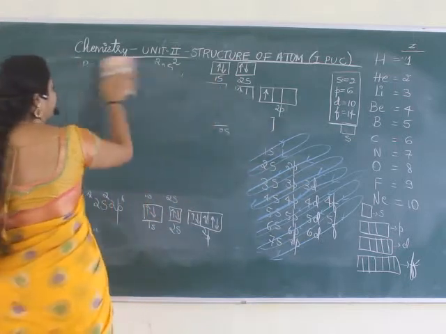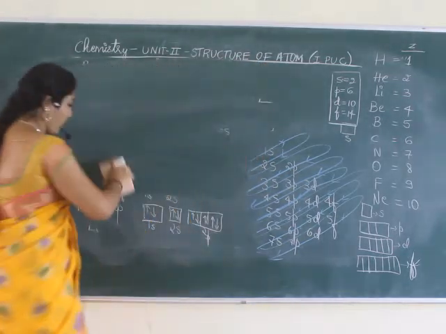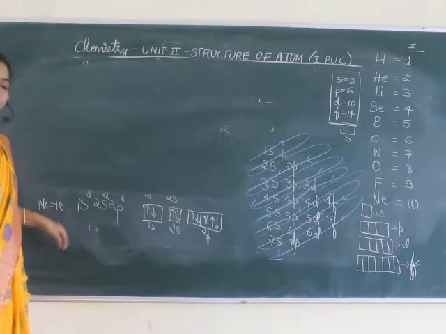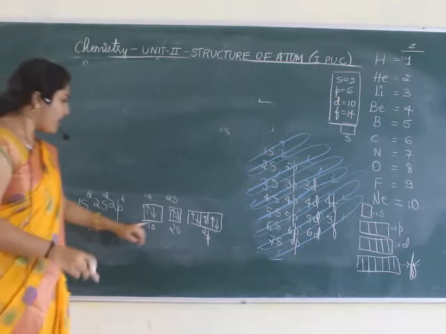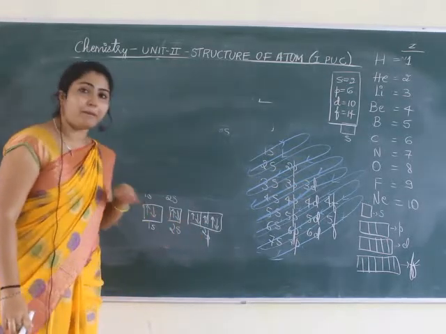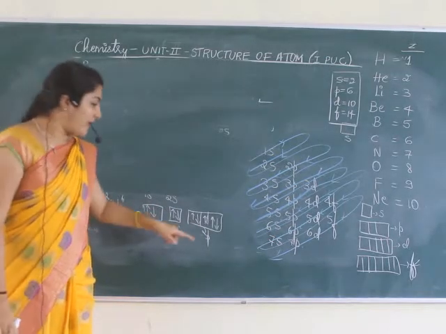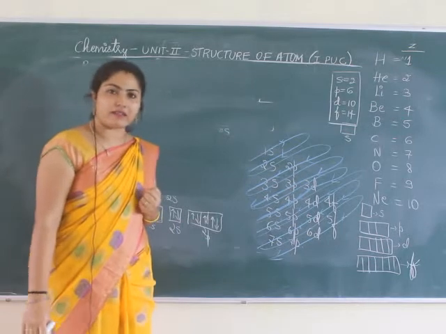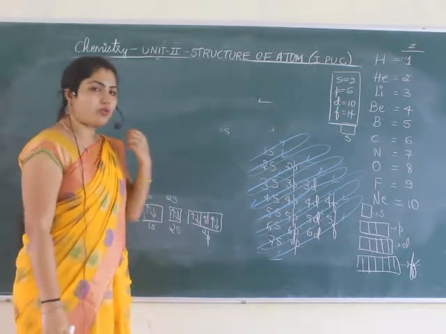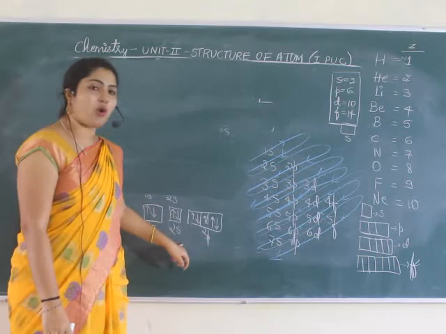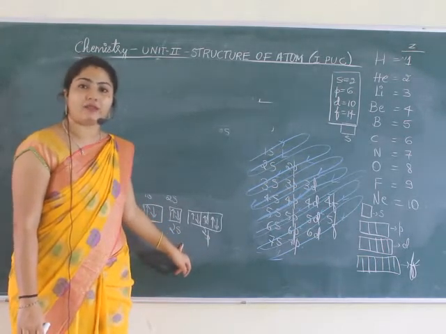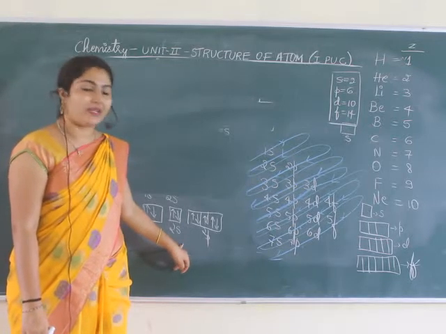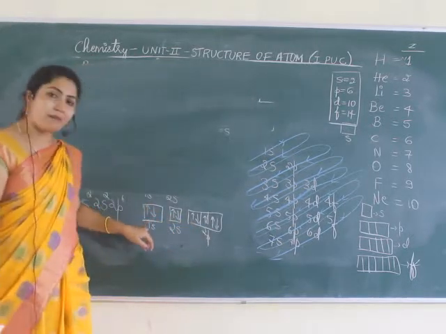Why? Now you know neon. What is neon? Neon is a noble gas. What happens here? See here, all the shells are completely filled. When they are completely filled, what happens, you know? They don't want to react with any other substance. They don't want to show their reactivity, and that is why they are called noble gases. Helium, neon, argon, krypton, xenon, these are all called noble gases because all the orbitals are completely filled.